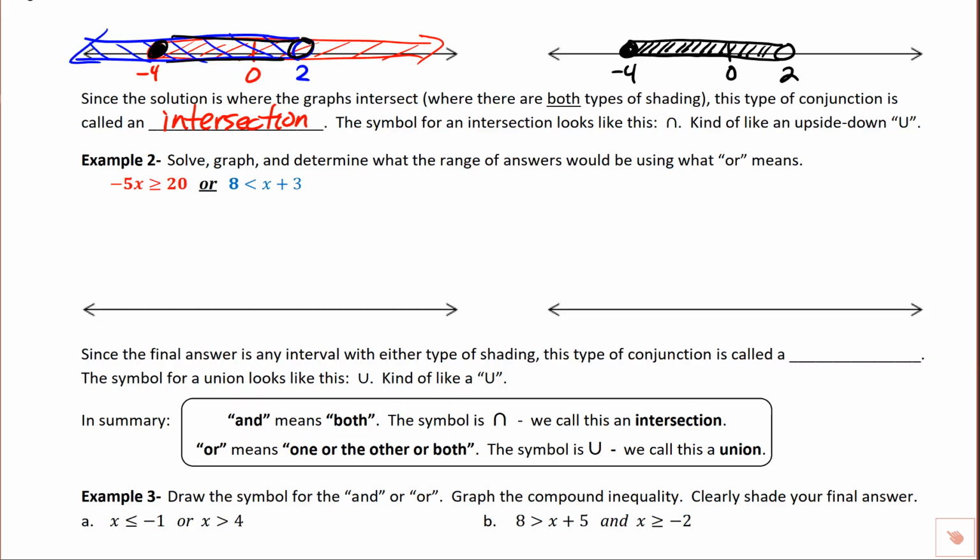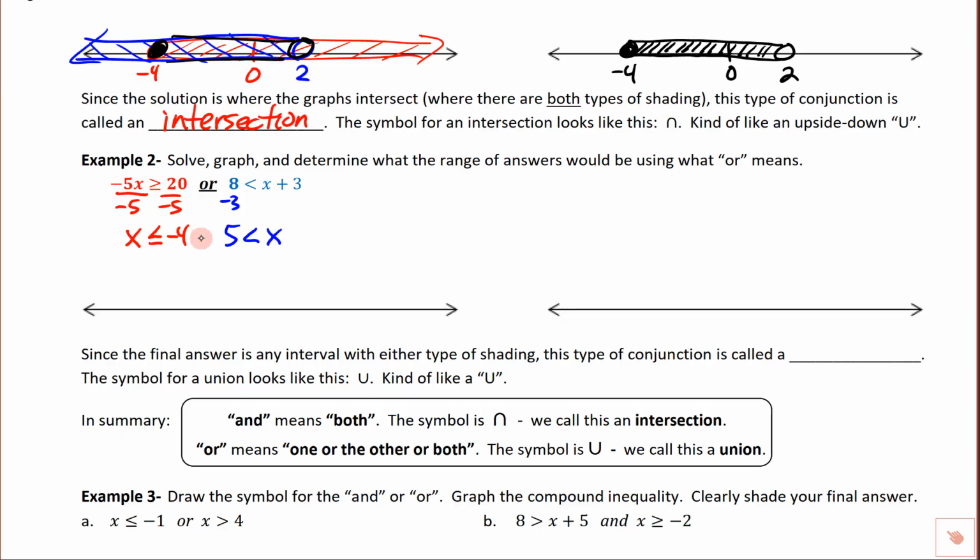Again, I'm going to go back to the different colors. I'm going to solve this. So I'm going to divide by -5, and dividing by a negative does change the direction. So this is going to be x less than or equal to -4. So I'm going to go over here and do the other one. So I'm going to move the -3 over by subtracting 3. Remember, subtracting 3 doesn't change the direction of the inequality. So I've got a 5, stays the same direction. So that's a less than. So if I read it backwards, this is x is greater than 5.